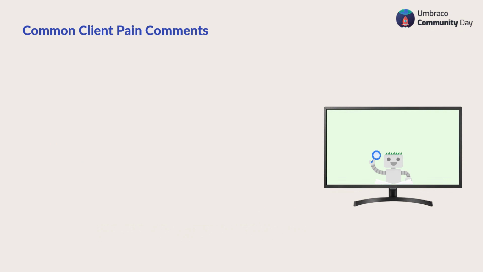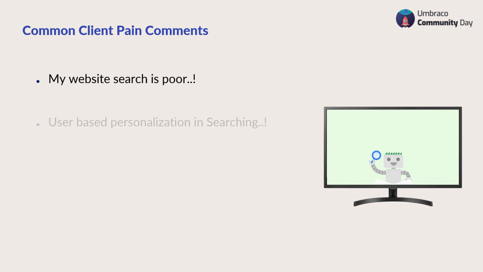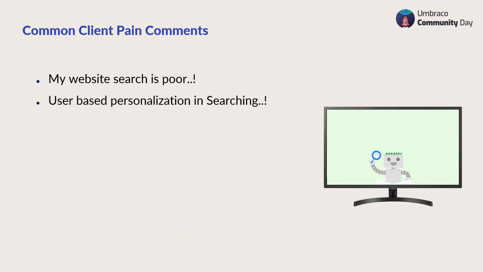Let's start with some common client pain points. The first: my website search is very poor, do you have a solution for that? The second: I need some user-based personalization in searching. For example, if a person is logged in and searching for a product like hoodies, those search keywords we track in Algolia. If the client wishes to do some advertising based on search personalization, like if I'm searching mostly for hoodies on my website, then the next time when Nikhil logs in, it will show only hoodie advertisements. So it is user-based personalization as well.